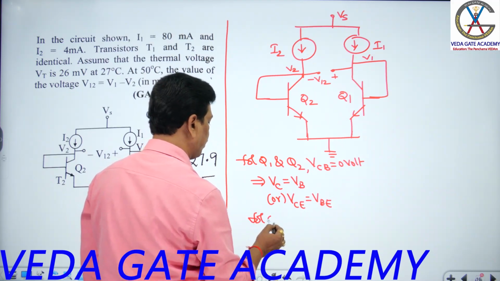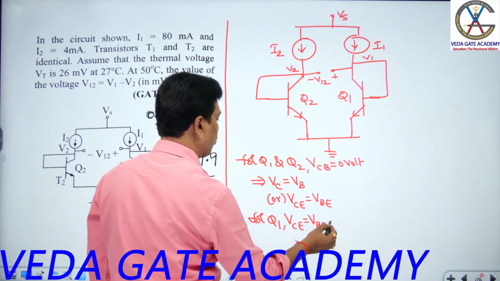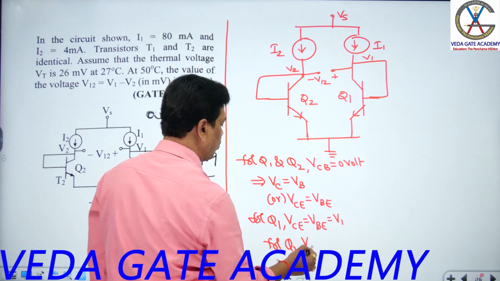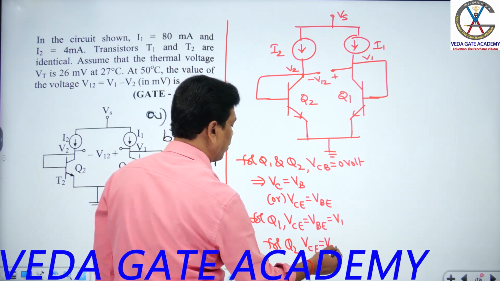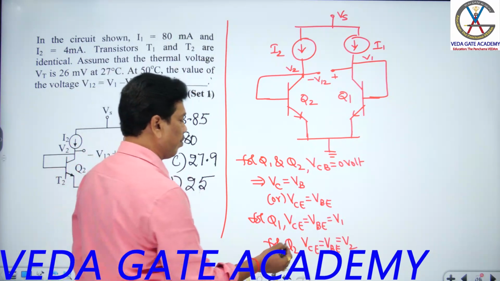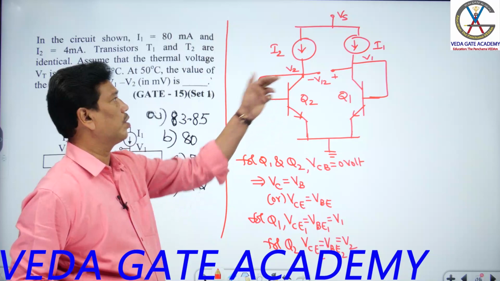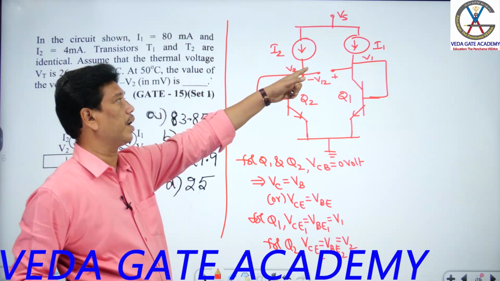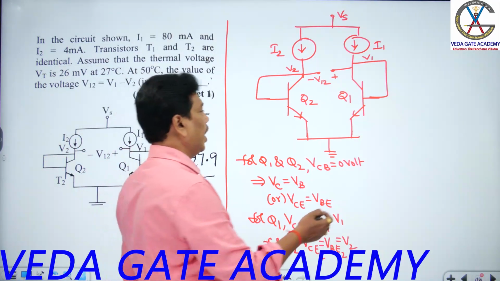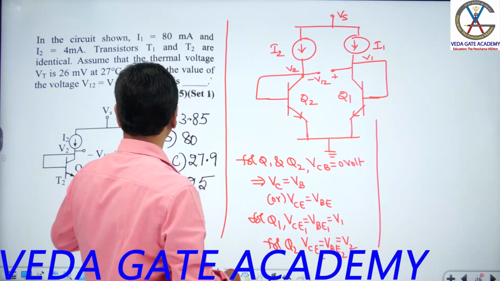For Q1, VC equal to VB equal to V1. For Q2, VC equal to VB equal to V2. Okay, so if you want, you can write VC1, VB1, VC2, VB2. Confirm, students? So now the corresponding collector currents are given. For Q1 collector current is I1, for Q2 collector current is I2. What are you asking, sir? V1 minus V2 you are asking. At what temperature? At 50 degrees centigrade. Right?